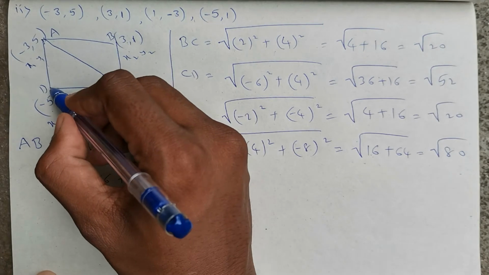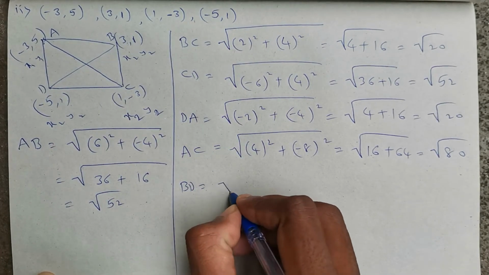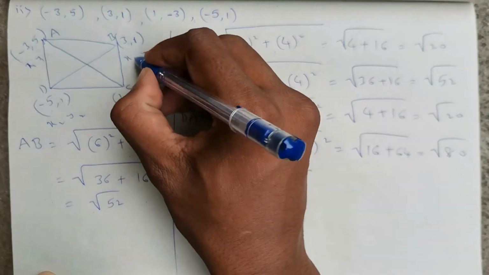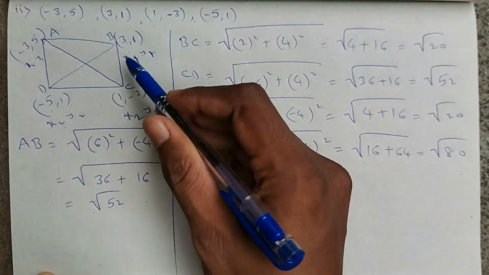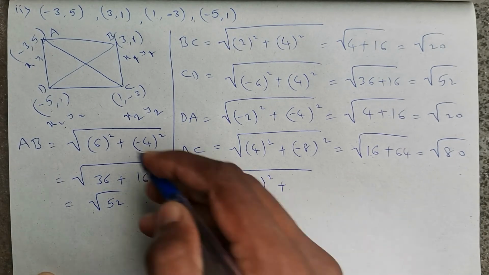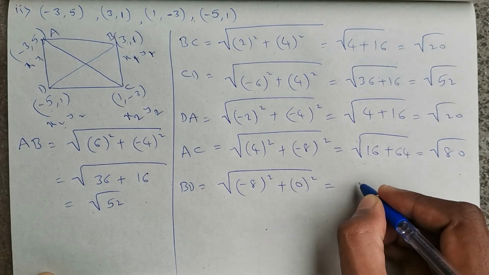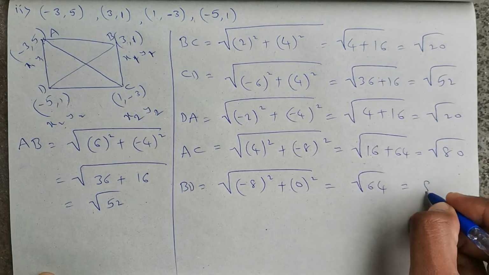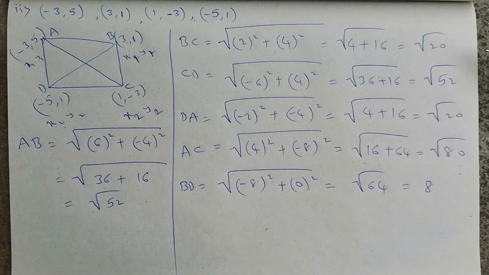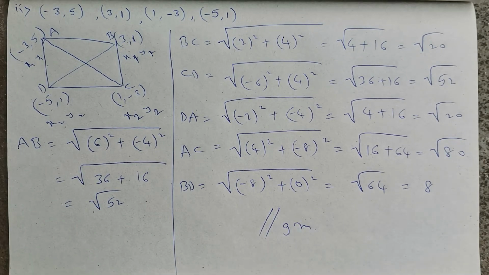Next, the same way I am going to find this diagonal BD, under root. This I am taking as x1 y1. x2 minus x1, minus 5 minus 3, minus 8 whole square, plus 1 minus 1, 0 square, which is equal to under root 64, nothing but 8. Opposite sides are equal to each other but diagonals are not equal, so this is a parallelogram.